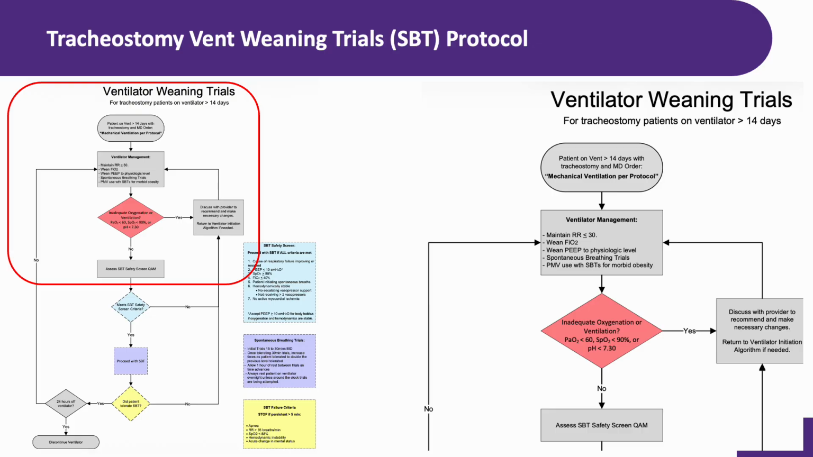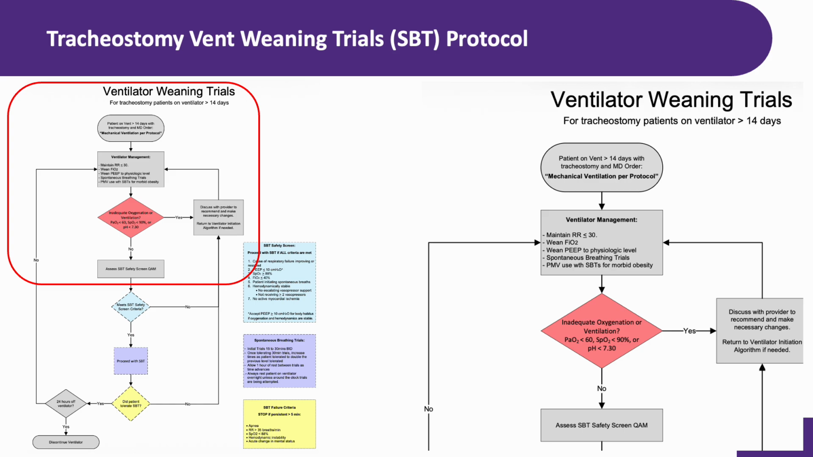Now, here's a special note. For morbidly obese patients, the protocol calls for using a Passy-Muir valve, or PMV, when conducting SBTs. The Passy-Muir valve helps direct airflow through the upper airway, which can improve the validity of the trial by better simulating what independent breathing will look like after patients come off the ventilator.